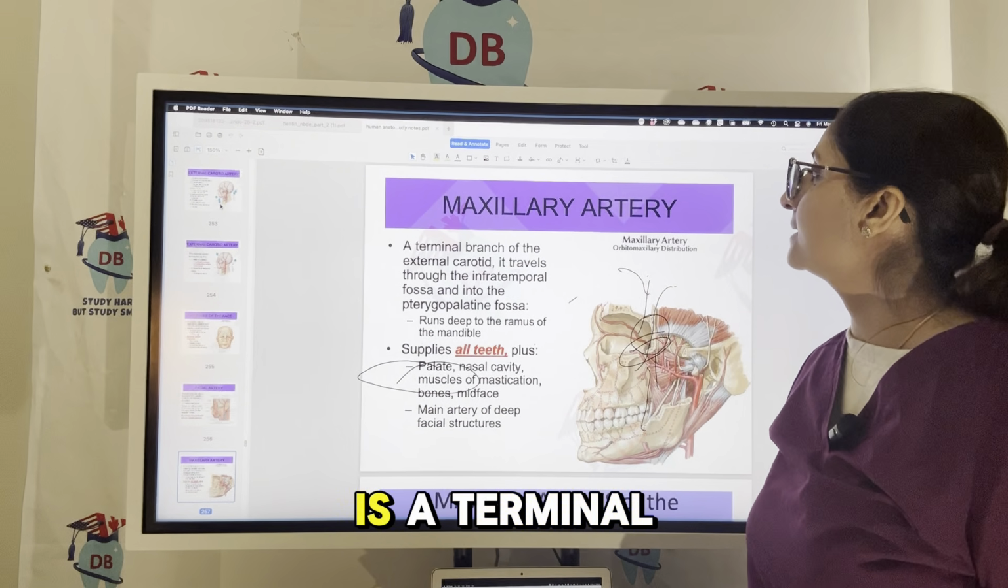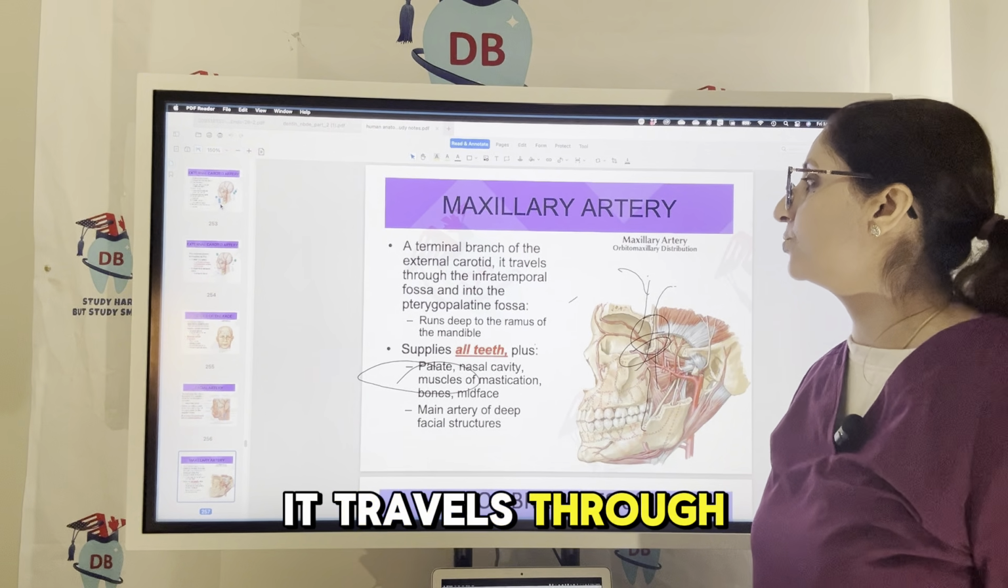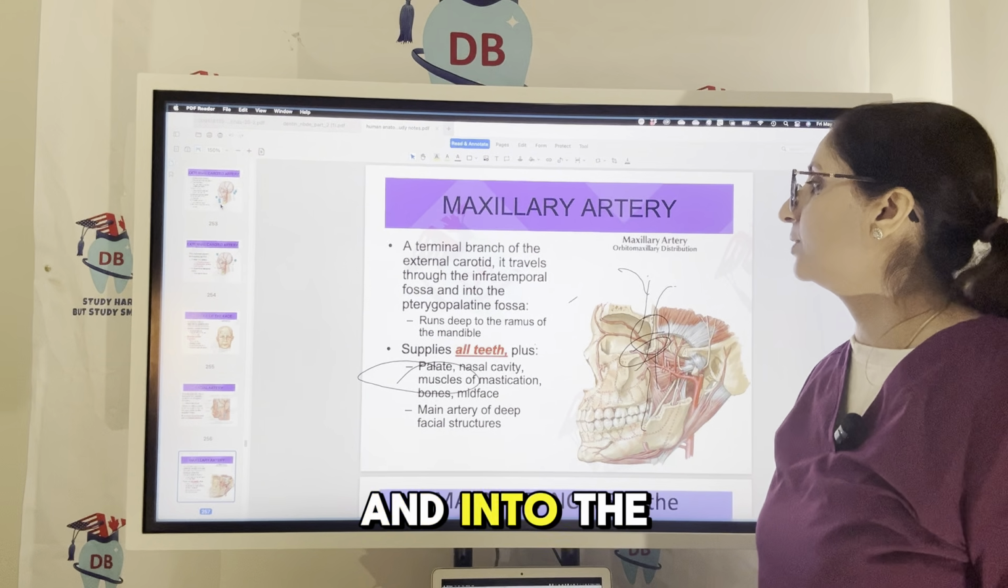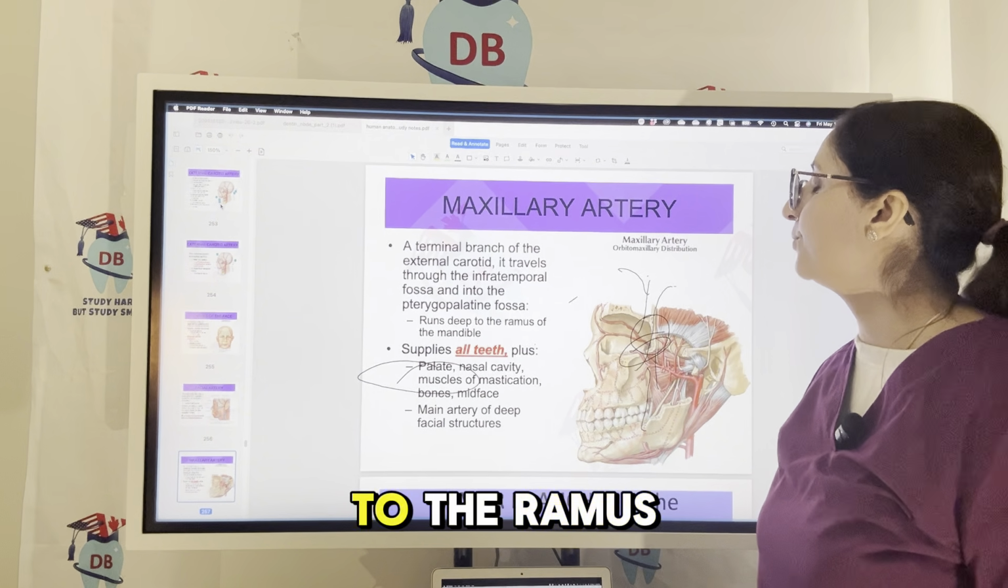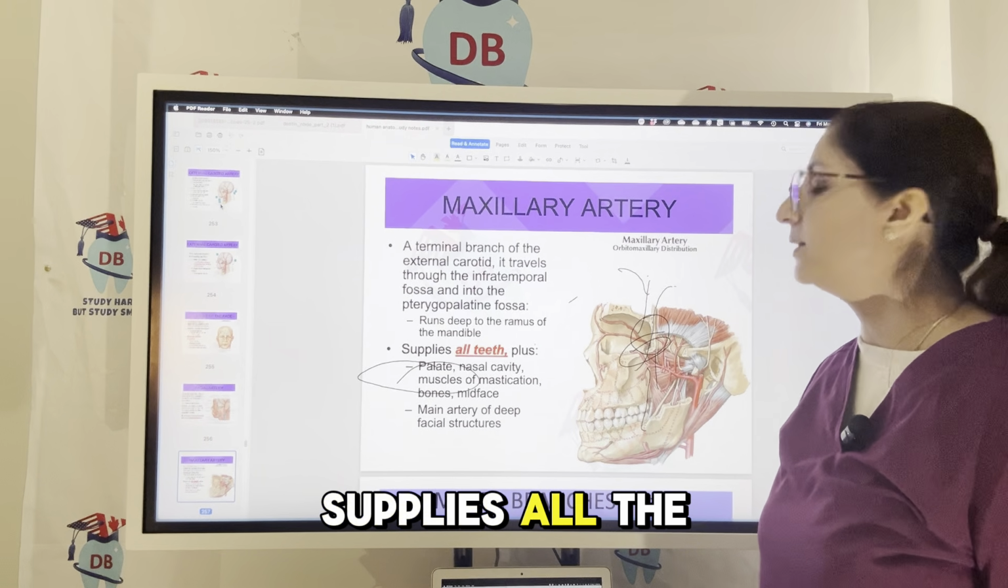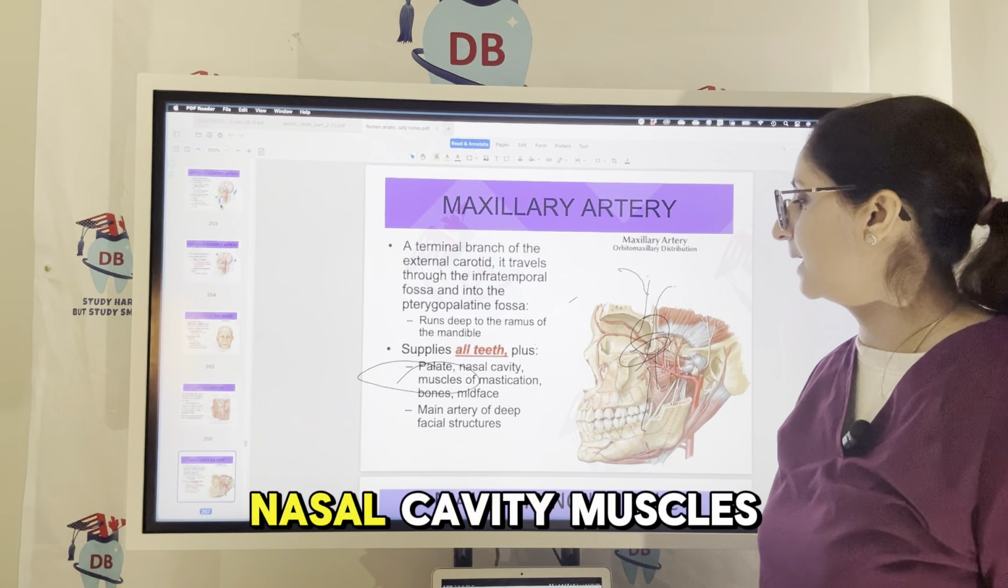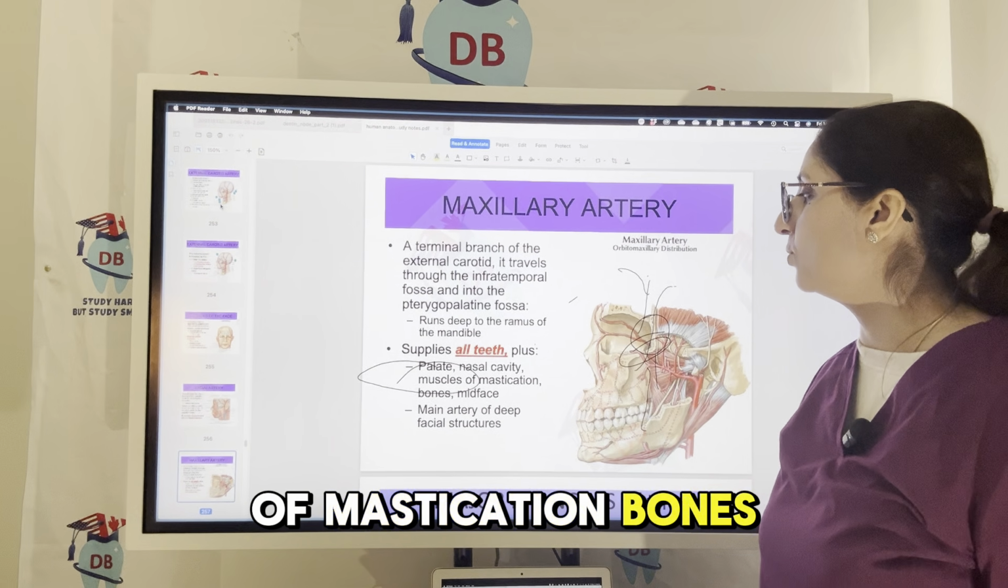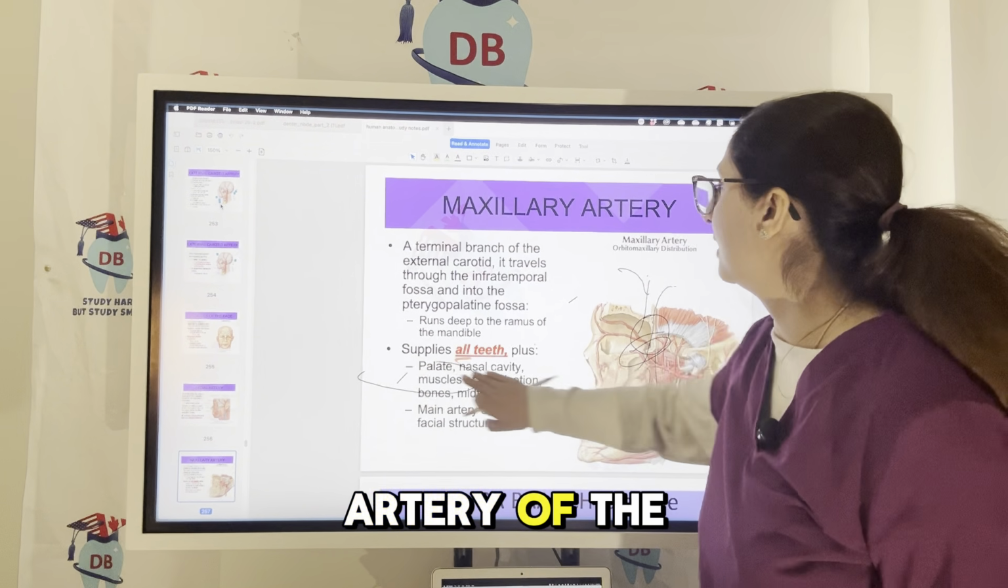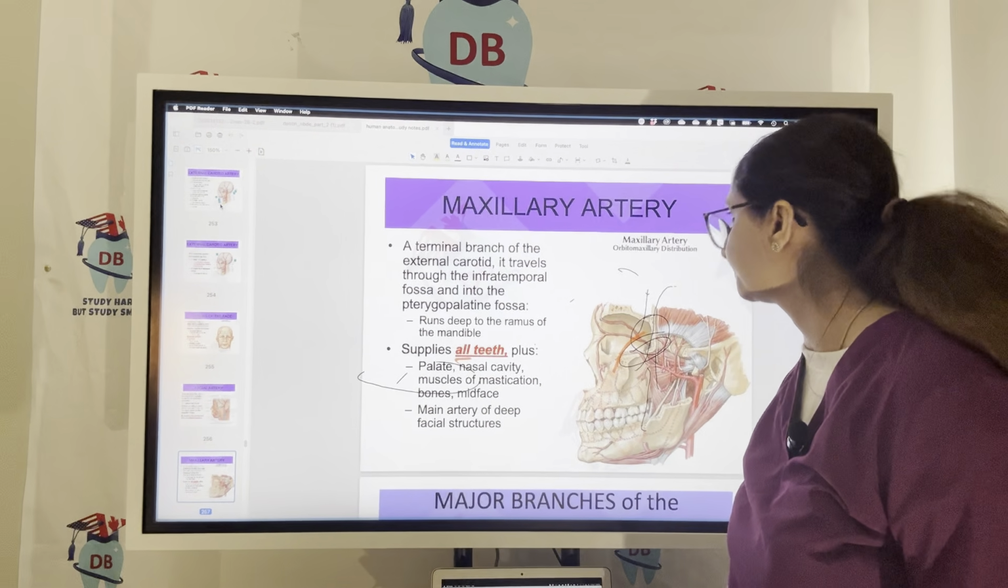The maxillary artery is a terminal branch of the external carotid. It travels through the infratemporal fossa and into the pterygopalatine fossa. It runs deep to the ramus of the mandible and supplies all the teeth plus palate, nasal cavity, muscles of mastication, bones, and midface. It's the main artery of the deep facial structures.